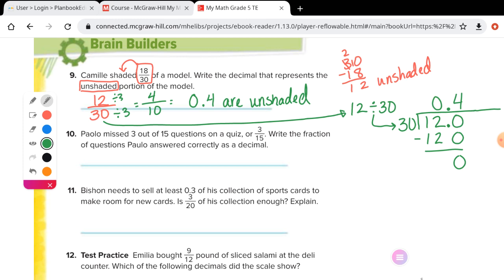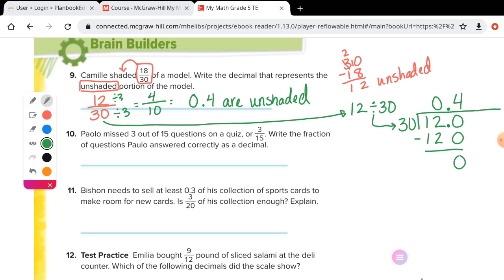Okay, number 10. I'm going to call this guy Paul. I don't know how to say his name. Paul missed 3 out of 15 questions on a quiz, or 3/15. Write the fraction of questions Paul answered correctly as a decimal.